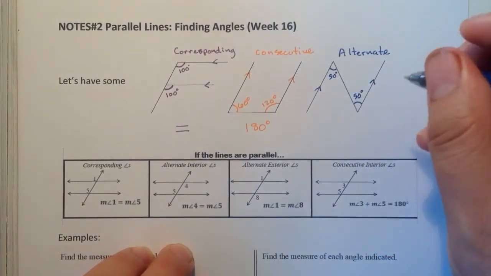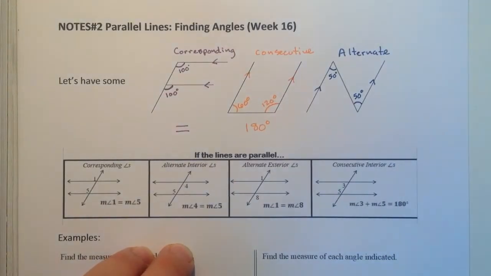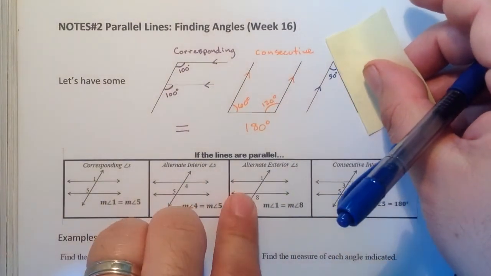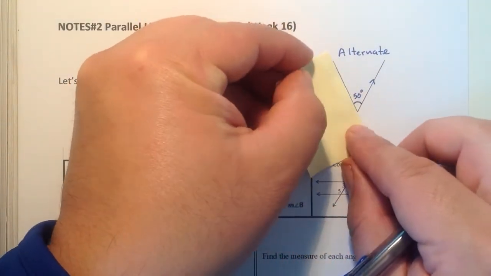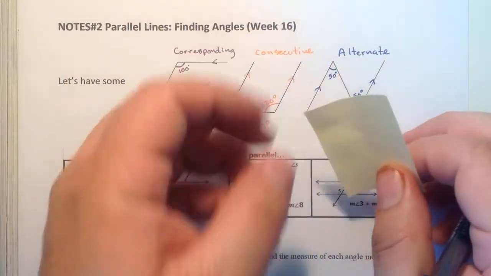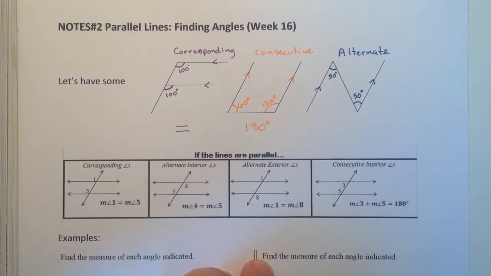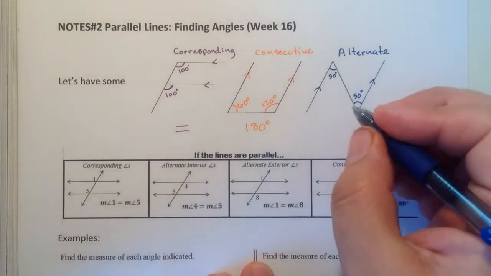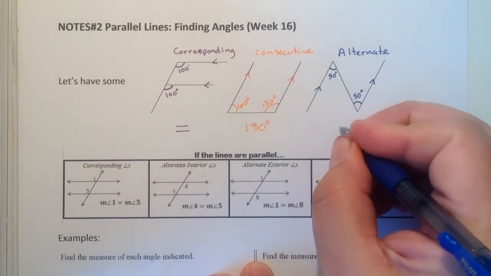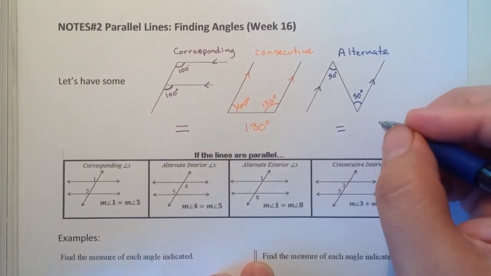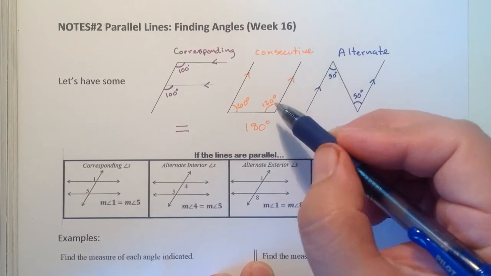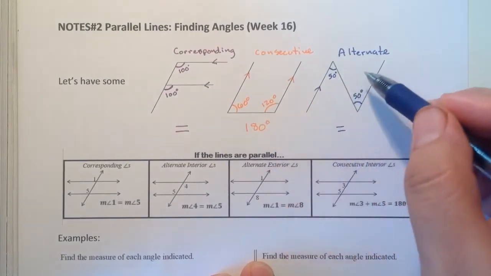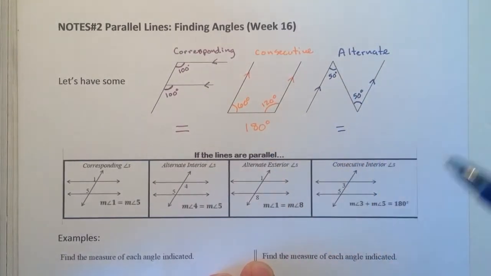So the rule is whenever you have alternate angles, and remember, we recognize them: if I cover the transversal, I only see one of them. Or if I cover it from the other side, I only see one of them. So feel free to do that. Get a little piece of paper, or you can do that on your laptop. They're equal to each other. That's the rule that goes with alternate. So corresponding, they're equal. Consecutive, they add up to 180. And alternate, they're equal to each other.